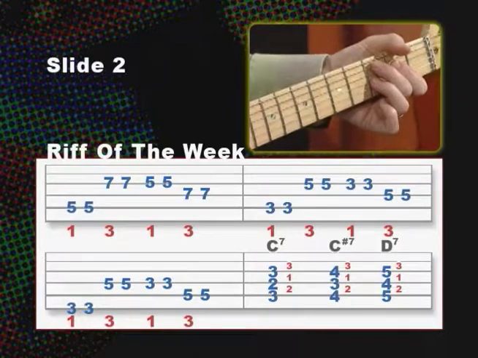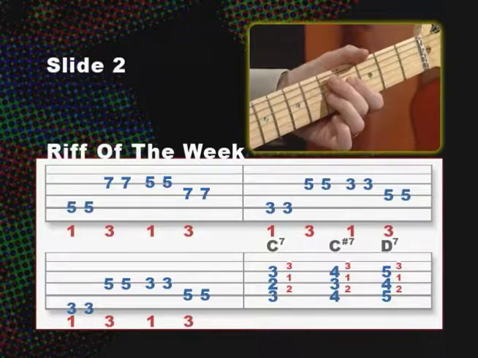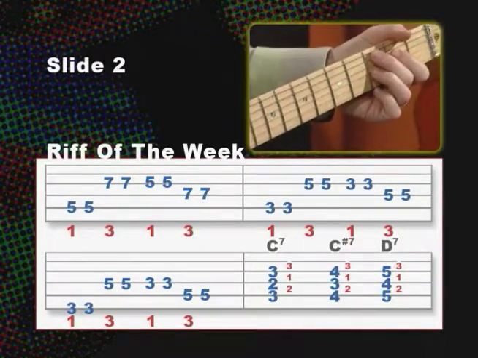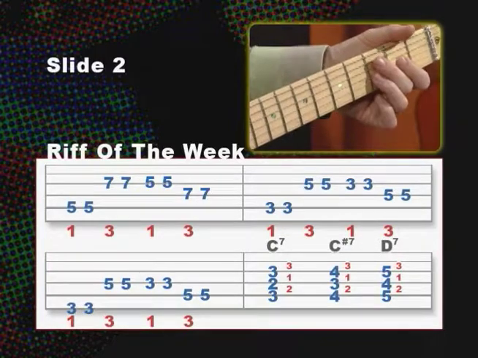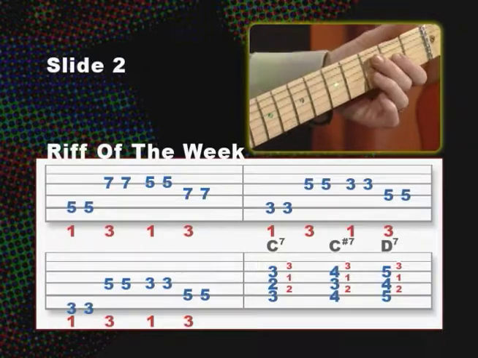Take that chord shape and move it up a half step to the C sharp, and then one more half step to the D. So really what we're playing is C7, C sharp 7, D7. With that rhythm. One more time.